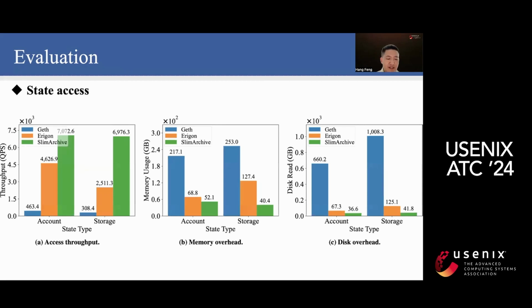Second, we evaluate the access performance of historical states. In general, SlimArchive has a total throughput of about 7,000 queries per second, which is 19 times and 2.2 times higher than Geth and Erigon, respectively. Besides, SlimArchive also consumes less disk and memory resources.